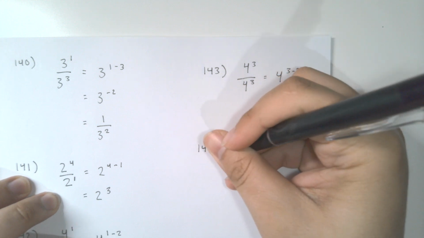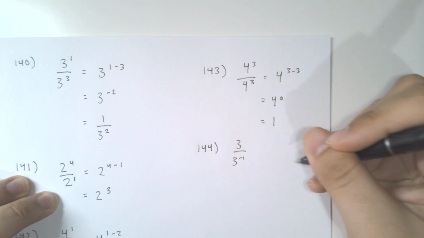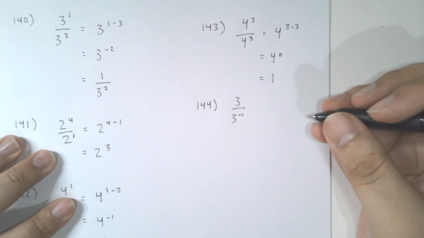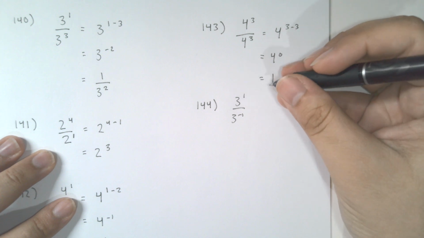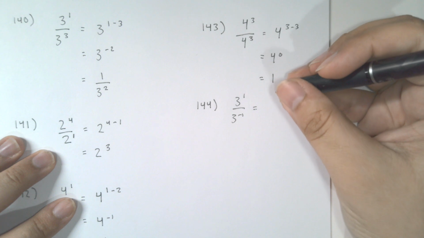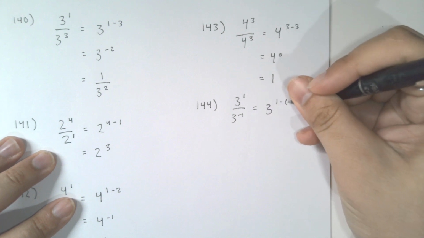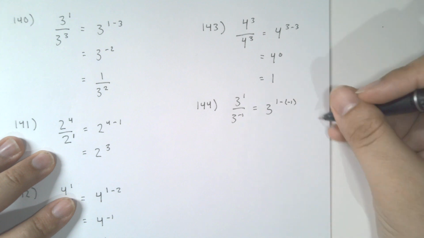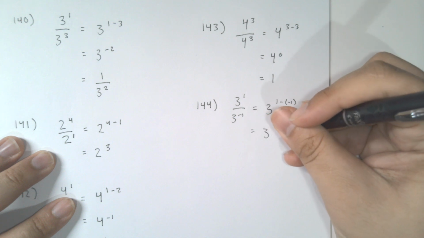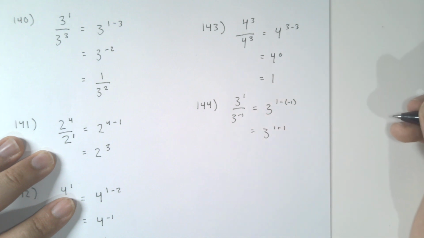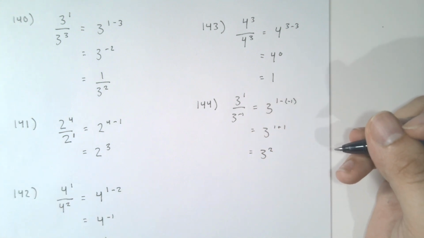Next, we have 144. This one is 3 over 3 to the negative first power. So implicitly, we have a 1 for our exponent here. So this is 3 to the first minus negative 1. 1 minus negative 1 means that we're just really adding 1 and 1. So 1 plus 1 is 2. And we have 3 squared.